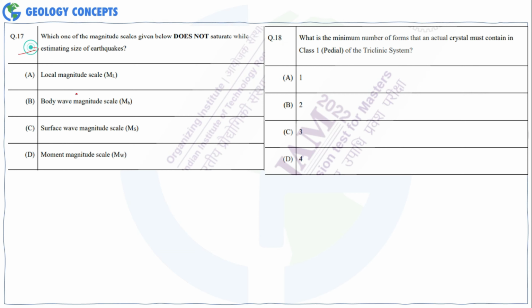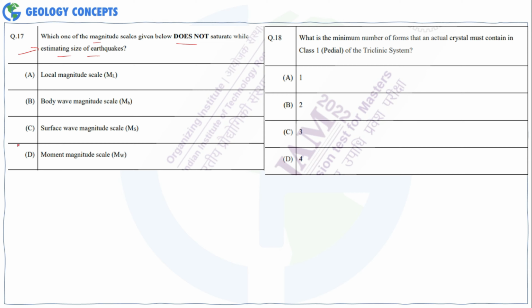Next is from earthquake seismology. It says which of the magnitude scales does not saturate while estimating the size of earthquakes. Now here I want to clarify this. What does saturation mean? See, there are a lot of different types of magnitudes, and the reason for having a lot of magnitudes in the first place is that all of these magnitude scales get saturated when larger earthquakes are being calculated, because of their restrictions or limitations to the quantities by which they are being calculated.